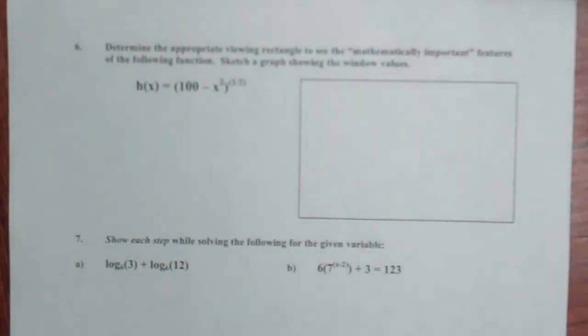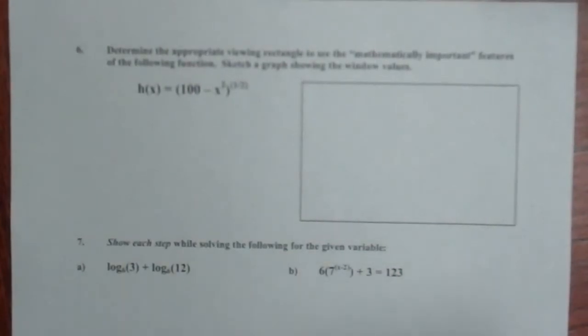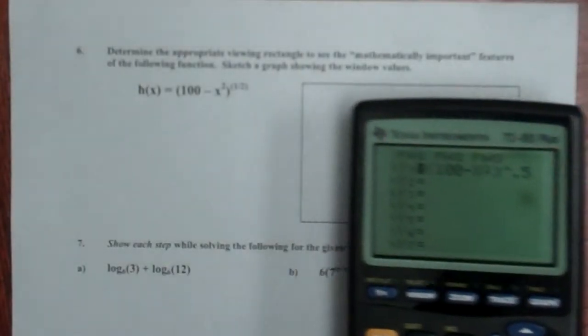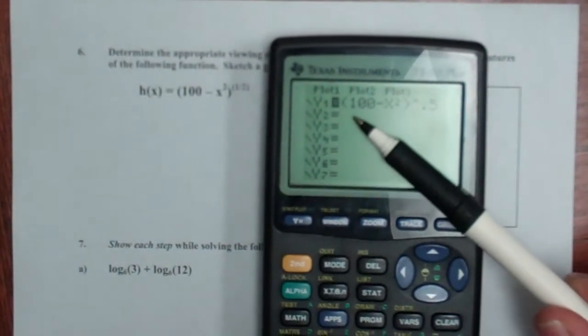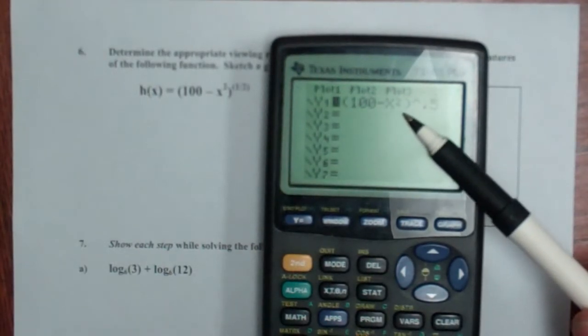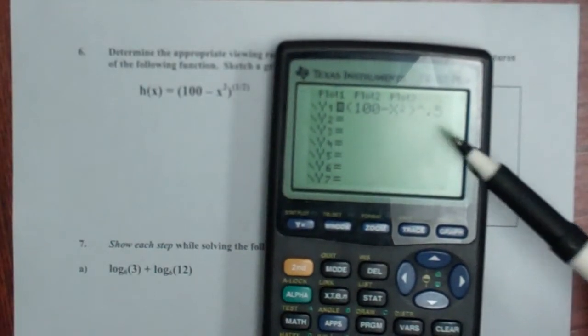Alright, here is the second page. It says determine the appropriate viewing rectangle, blah blah blah. So I have taken the liberty to put this onto the calculator, and there it is. It's partly an exercise in just typing in things very carefully. 100 minus x squared raised to the 0.5 power, that's really the square root.